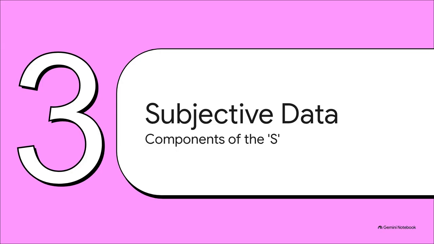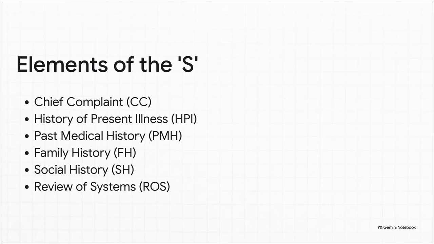Moving on to Section 3, subjective data, let's methodically deconstruct the components of that S. So, subjective data is exactly what it sounds like. It's what the subject, the patient, tells you. To organize this story, clinicians use these core acronyms. First up, the chief complaint, or CC, the main reason they're there.